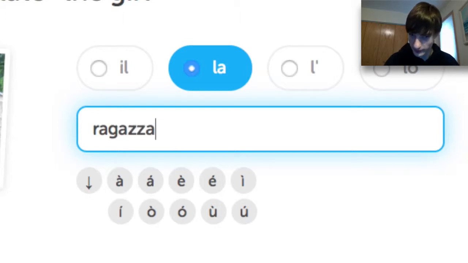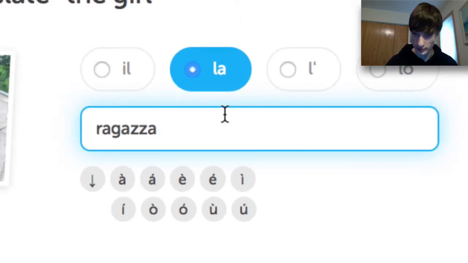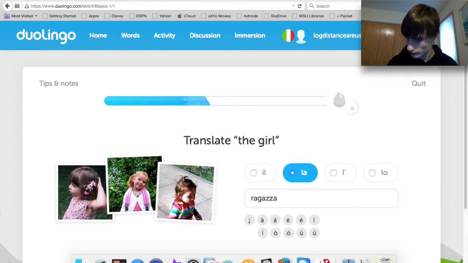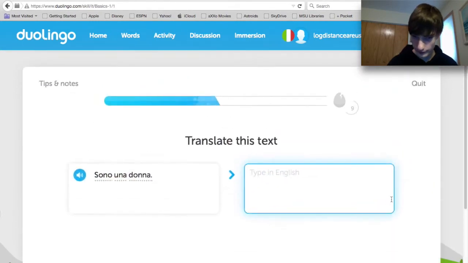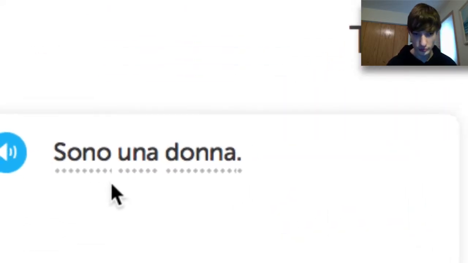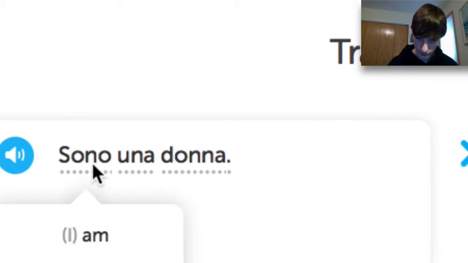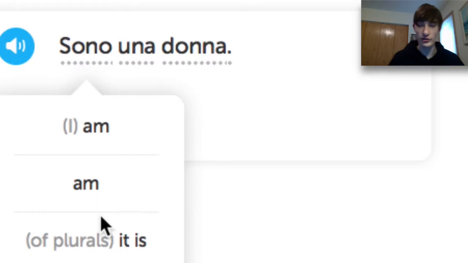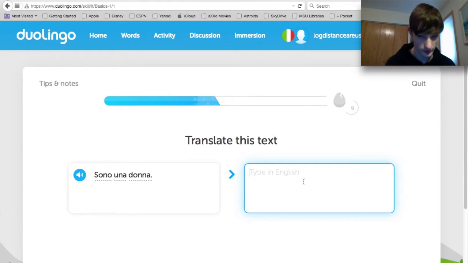So, type in Italian on an English keyboard. Gotta love it. Sono una donna. Sono is "I am." So this is where verb conjugations come in. It's also in Spanish and French, because they're all Latin-based derivative languages. The verb itself changes its ending based on whether you're saying I am, you are, he, she, or it is, we are, or they are. So, sono is "I am a woman."